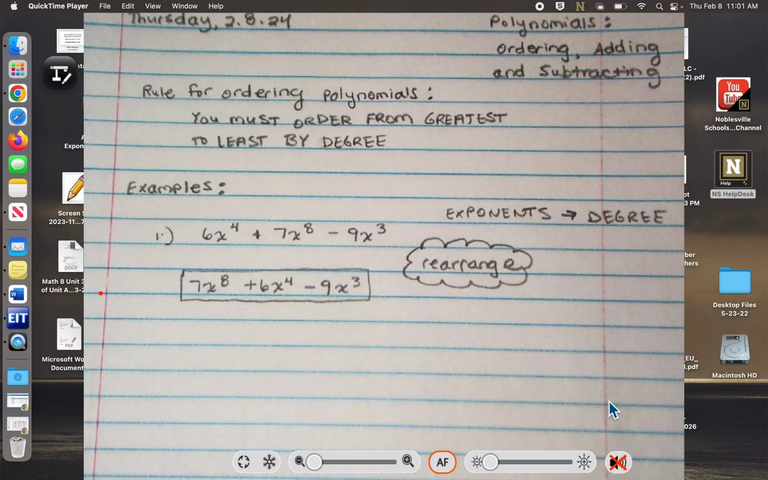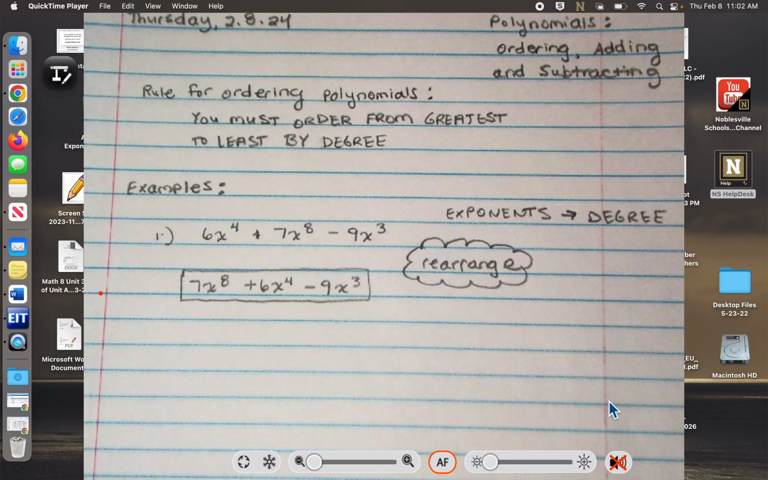And you just have to trust the process. The reason we're doing this is because down the road you will want them in this order so that you can actually factor them, which, don't get hung up on that word, but we will be factoring polynomials. Yes? Why do we change the word exponents to degree? That's just what happens when you start talking polynomials.